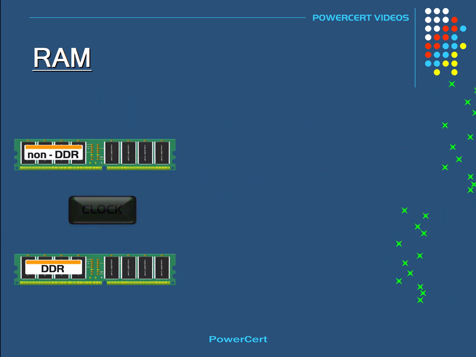So here is another illustration comparing the difference between DDR and non-DDR. Even though the system clock is pulsating at the same speed for both RAM modules, the DDR RAM module can send twice the amount of data since it takes advantage of both the rising and falling edges of the clock signal. So even if we speed the clock up and make it go faster, the DDR RAM will still send twice the amount of data compared to the non-DDR RAM.